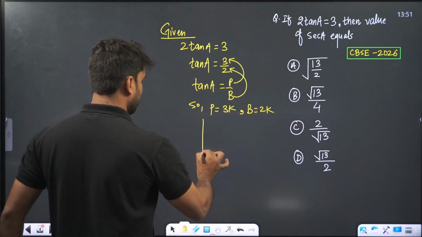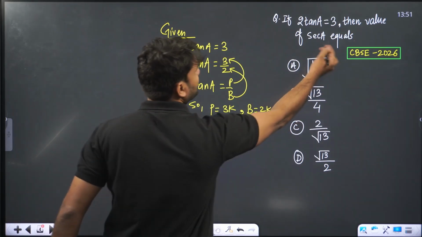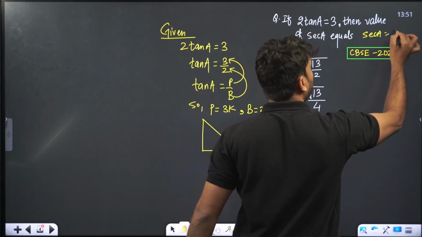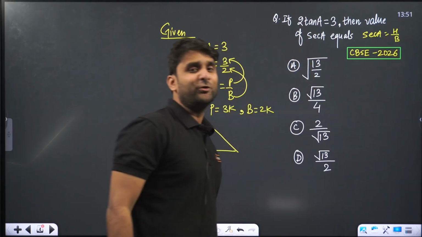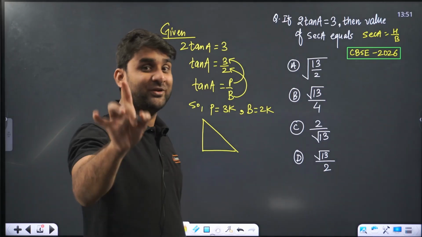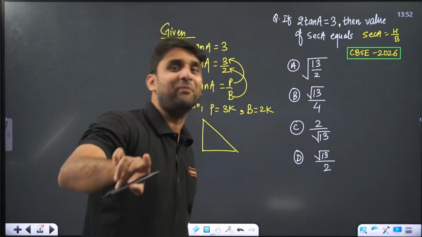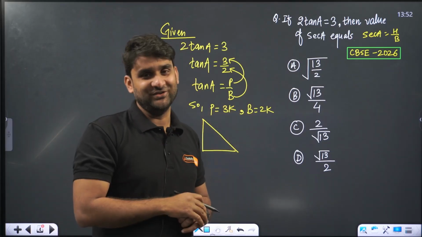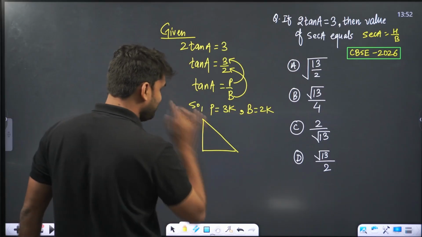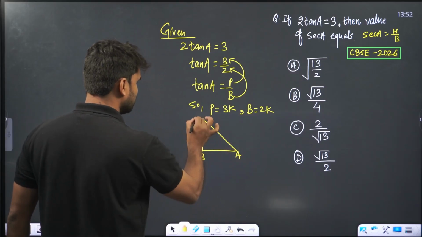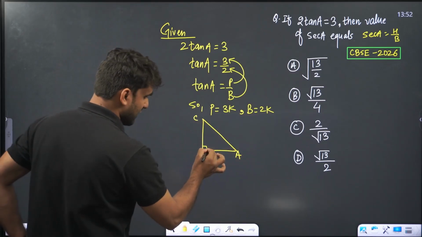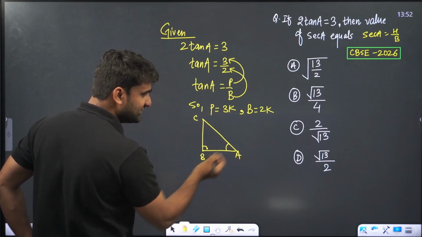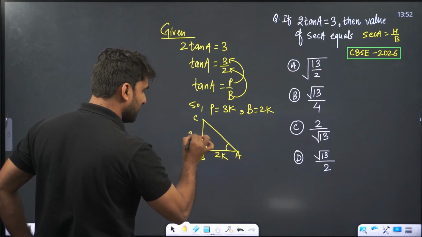Now let's draw a triangle. Because we require sec A, what should be the value of sec A? And we know sec A is equal to hypotenuse by base. If you don't know what is the ratio of sec A, you must be knowing cos A. If cos A is base by hypotenuse, sec A will be hypotenuse by base because cos and sec are reciprocal of each other. Clear? So let's draw. And A, so let's say here A, this is B and C, and this is 90 degree. Now for angle A, where is perpendicular? This will be perpendicular. And for angle A, this will be base. So base we have is 2k and perpendicular we have is 3k.